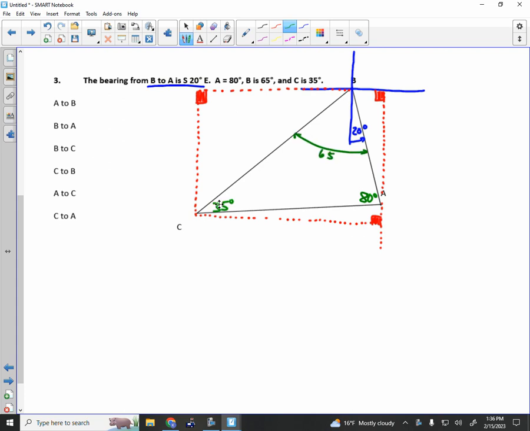Let's just use a little bit of logic. If this part is 20 and the whole is 65, what's this going to be? So I'm going to put a 45-degree angle right here. That was an important step. We're going to need that as we move forward. Now, we want to figure out the rest of these angles up here.